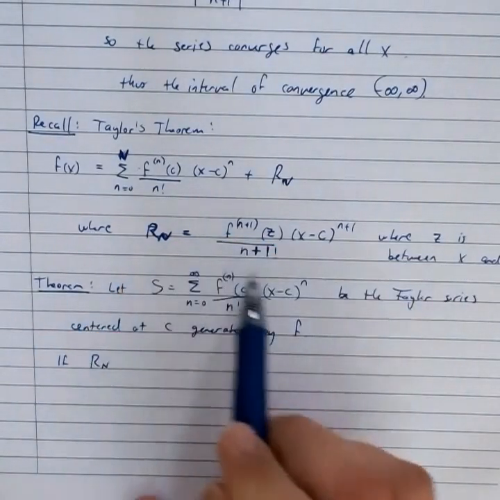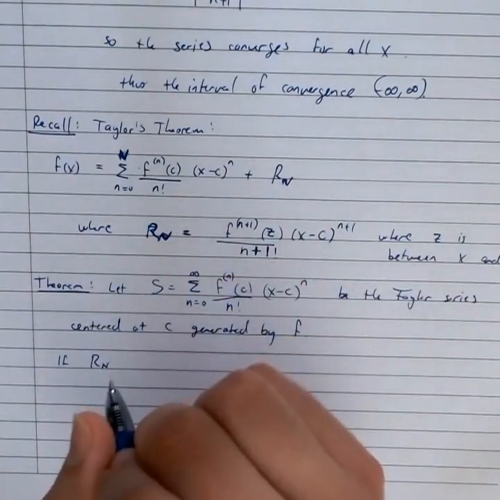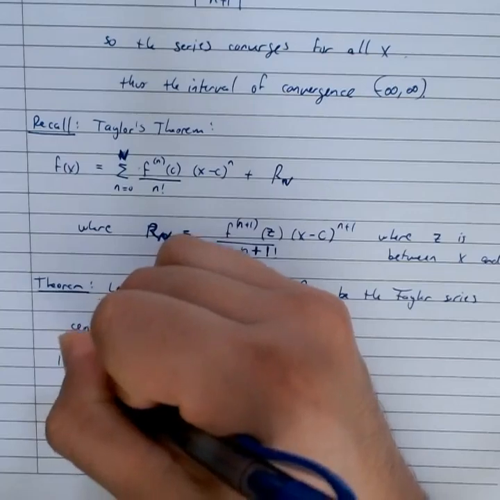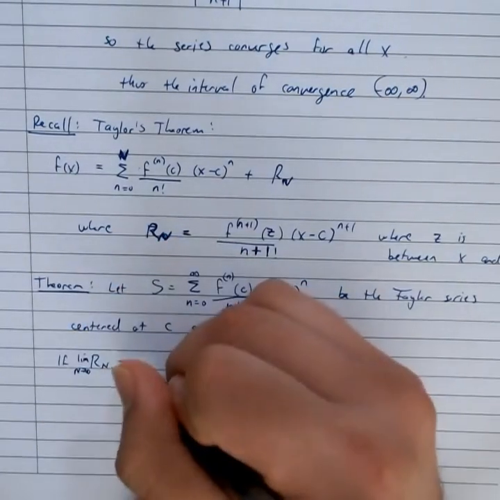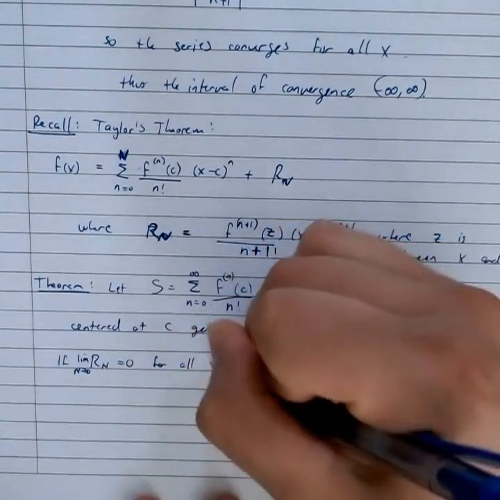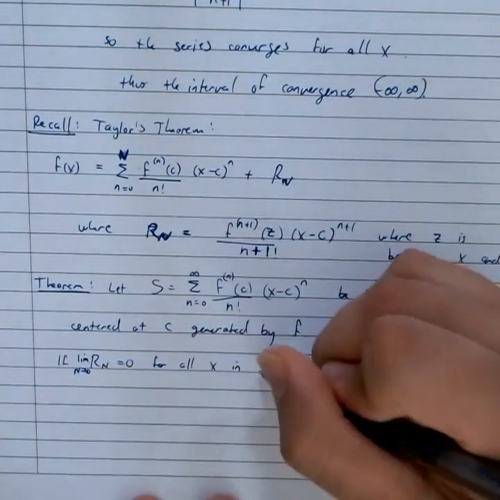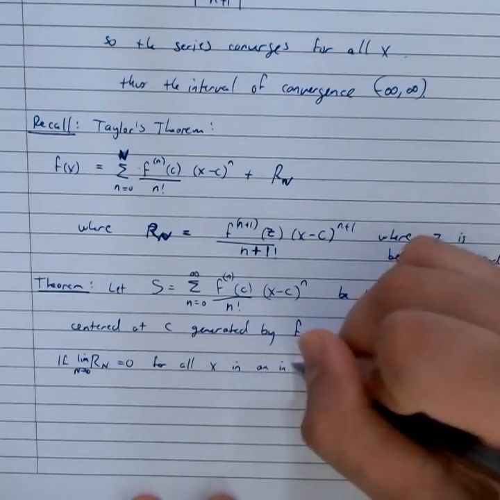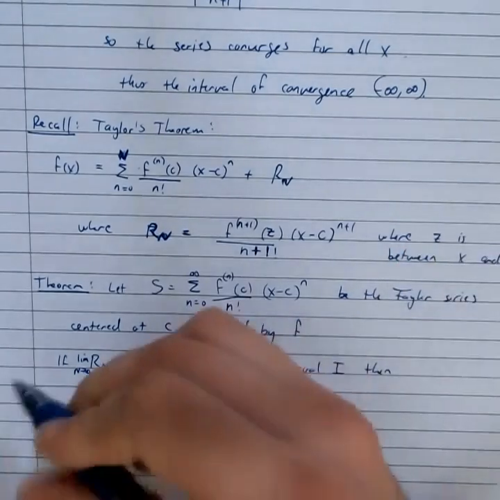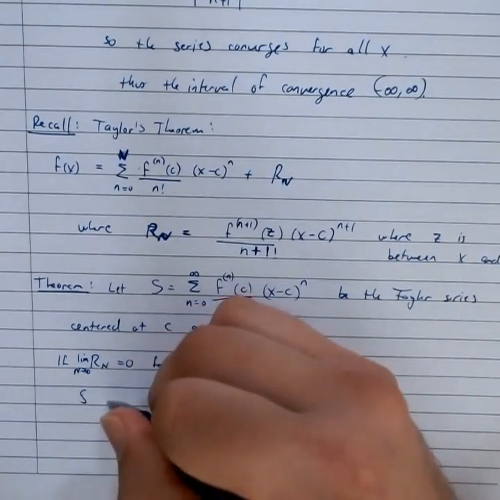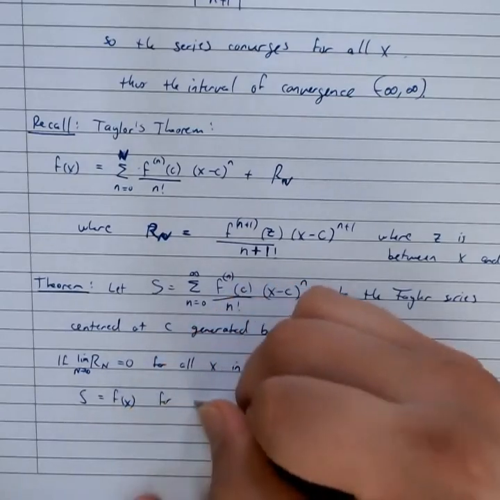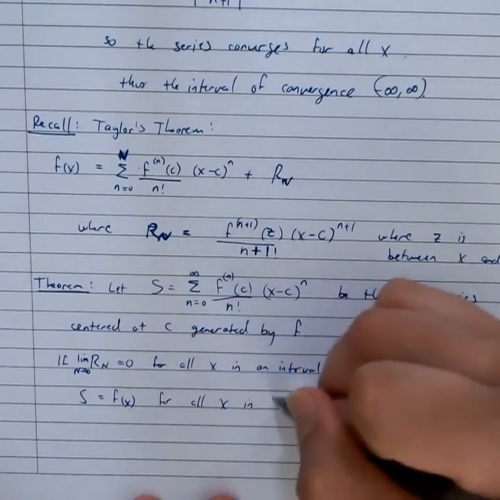If r sub n, meaning this remainder term, approaches 0, so if the limit as n approaches infinity of r sub n is equal to 0 for all values of x in an interval I, then S is exactly equal to f of x for all x in I.